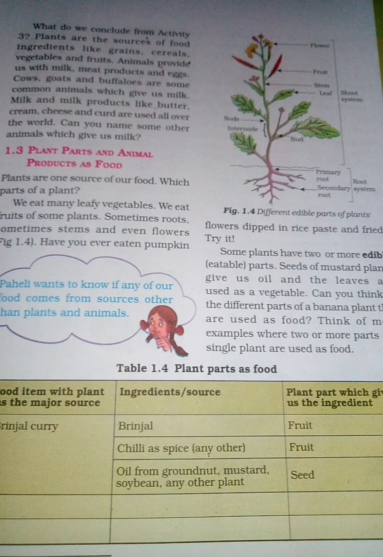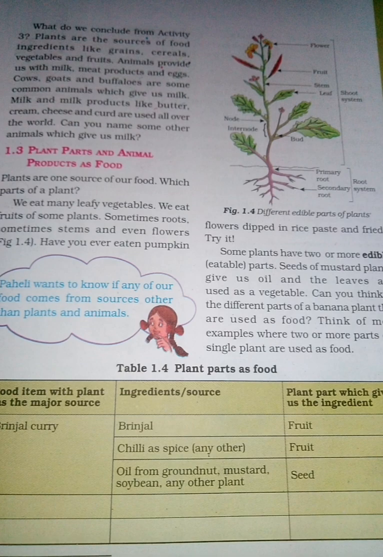Plant parts and animal products as food. Plants are one of the main sources of our food, and we eat different parts of the plants. The parts of the plants which we use for food are known as the edible parts of the plant. Some plants have two or more edible parts.